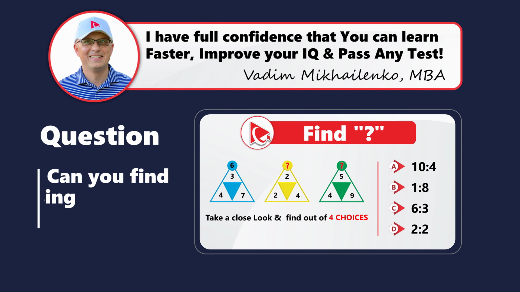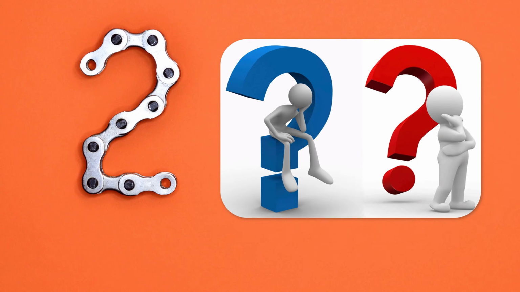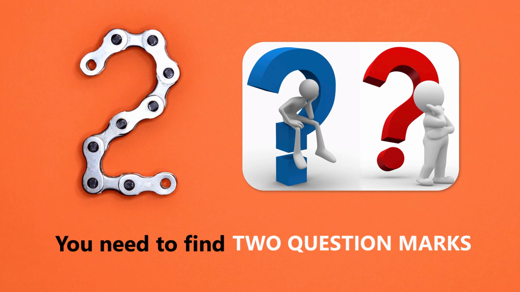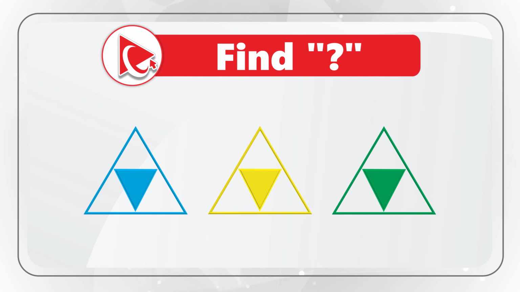Here's an absolutely phenomenal question, which is absolutely not obvious how to solve. Instead of one question mark, you need to find 2 question marks. You're presented with 3 triangles. All triangles have a circle on the top.